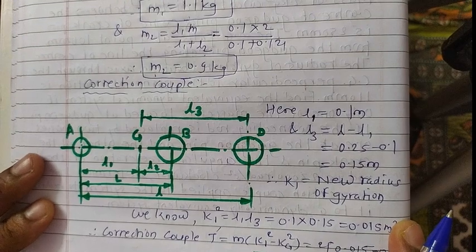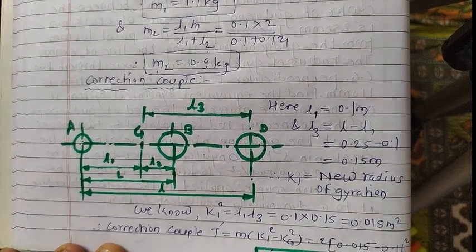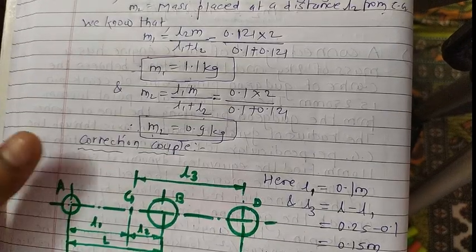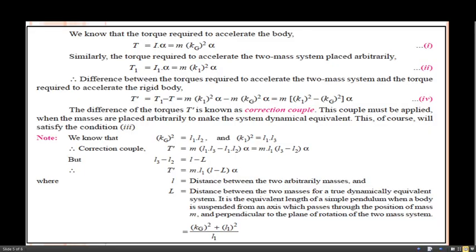We know the relation for the correction couple already, as seen during the theory part. Regarding the correction couple, we have seen the difference between the torque required to accelerate the two mass system and the torque required to accelerate the rigid body, that is T dash equals T1 minus T. The final relation is M into bracket k1 square minus kg square into alpha. Now move towards our problem.